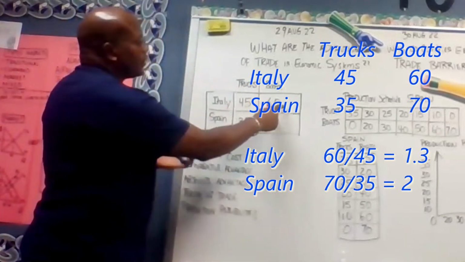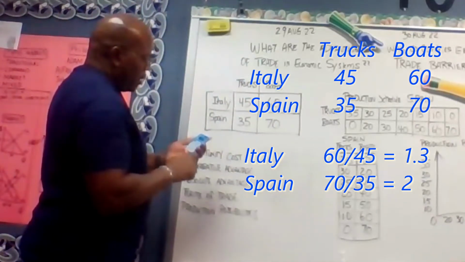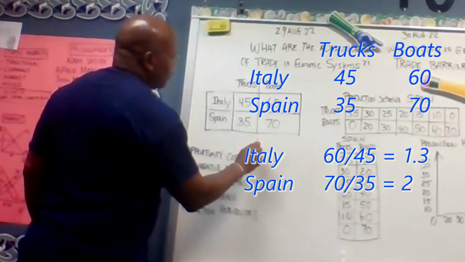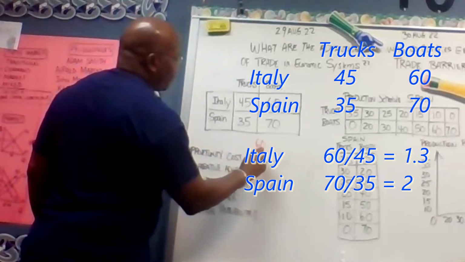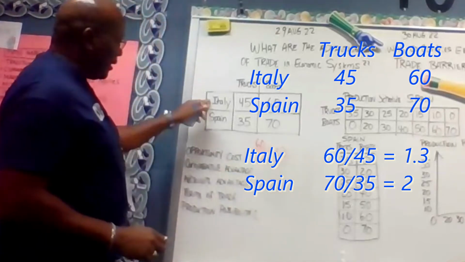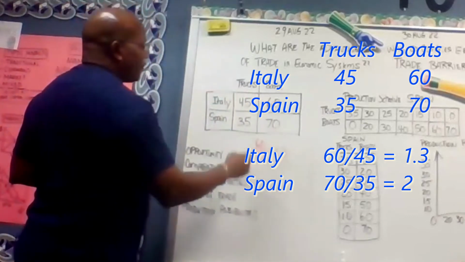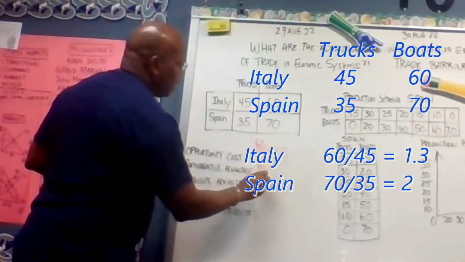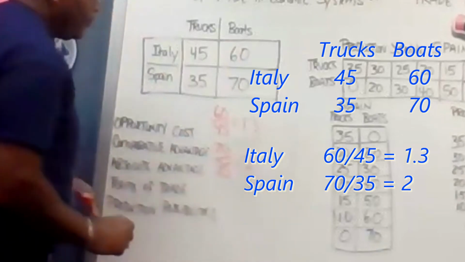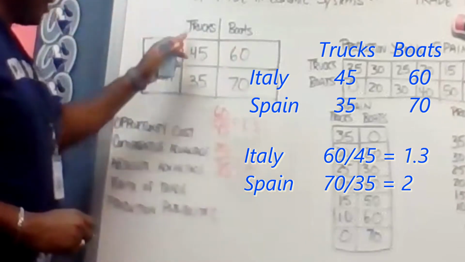60 divided by 45 would equal 1.3. So 60 divided by 45, 1.3. In other words, it takes Italy 1.3 boats to make 1 truck. Okay, let's do it for Spain. 70 over 35. Okay, that's 2, right? 35 times 2 is 70. So it takes them 2 boats to make a truck.